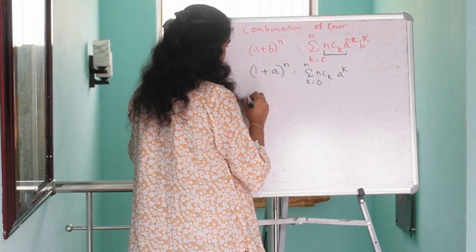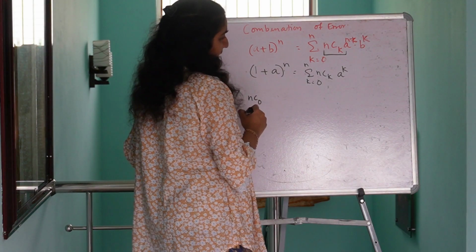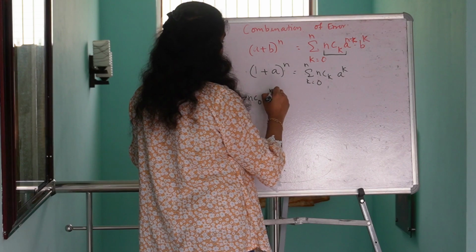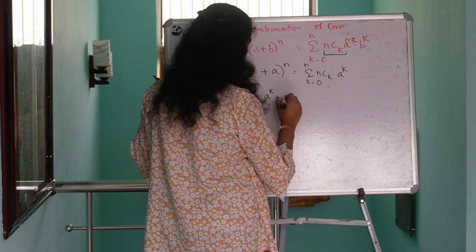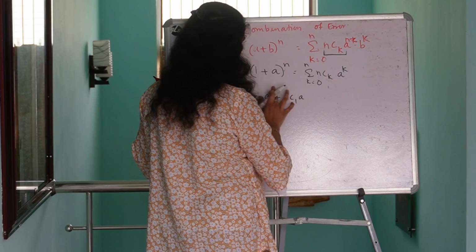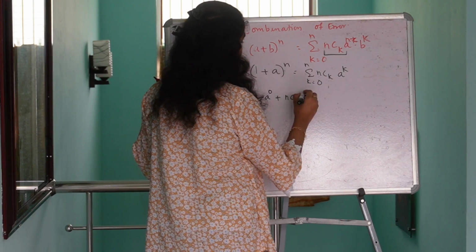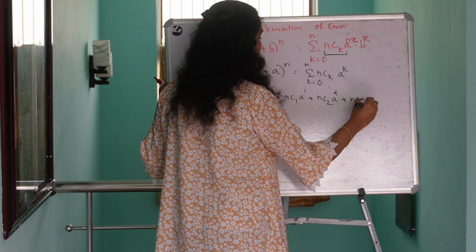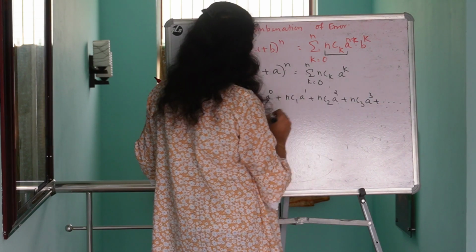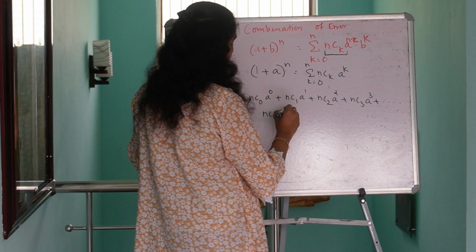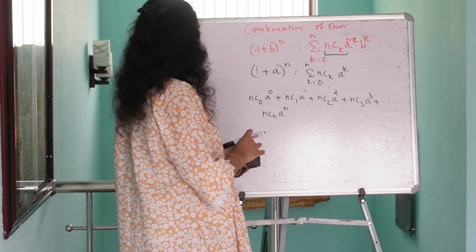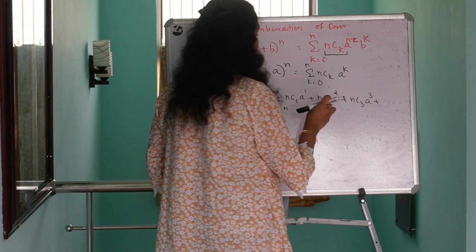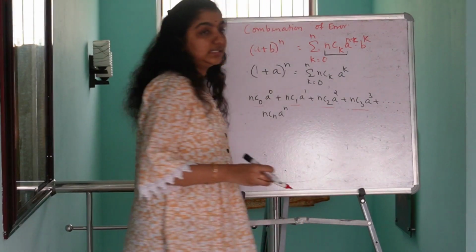Yes. So we can say nc0 a power 0 plus nc1 a power 1 plus nc2 a square plus nc3 a cube plus it goes on like this up to ncn a power n. Is it clear up to this, guys? Yes. Now I am going to find all these combination terms: what nc1 is equal to, what nc2 is equal to, what nc3 is equal to, likewise.